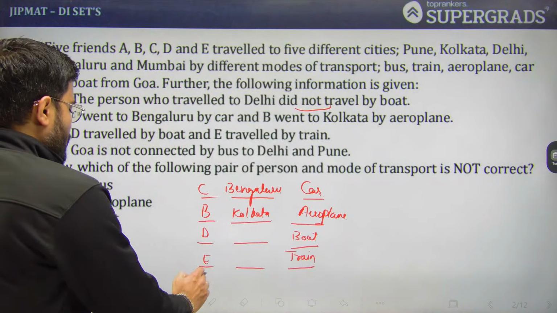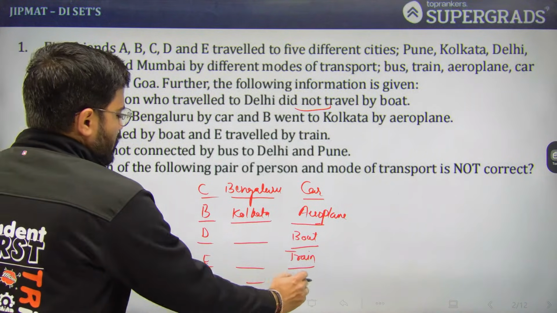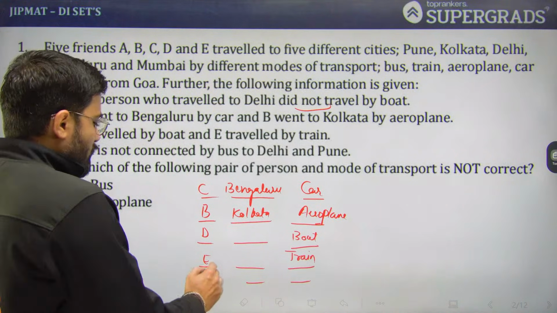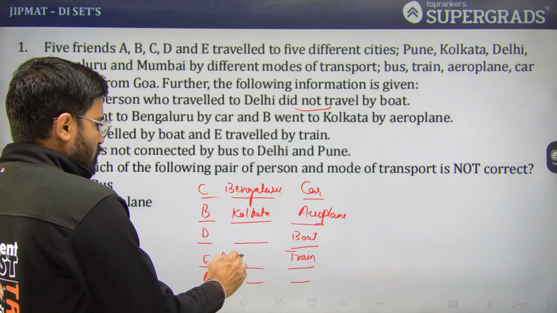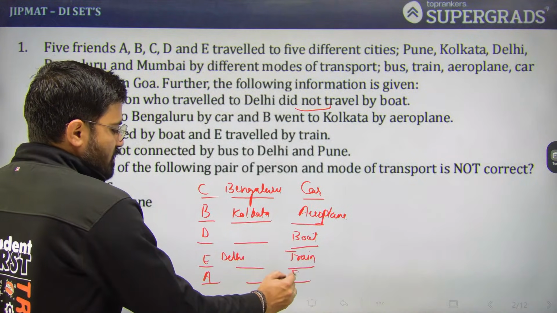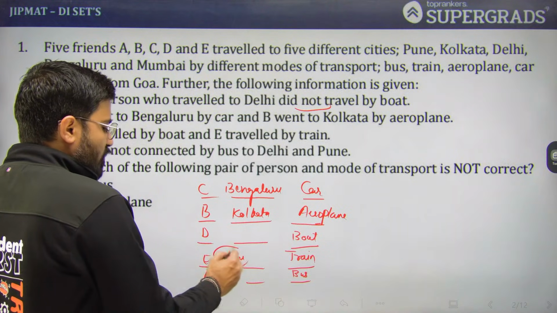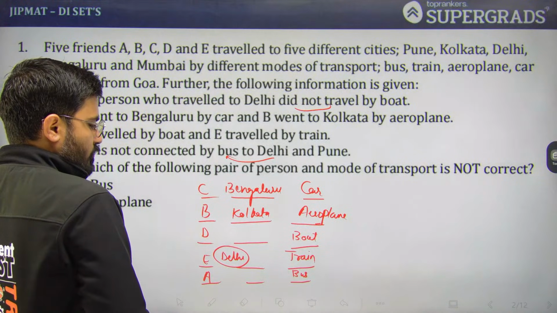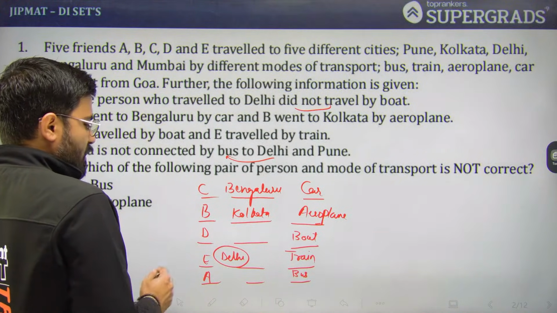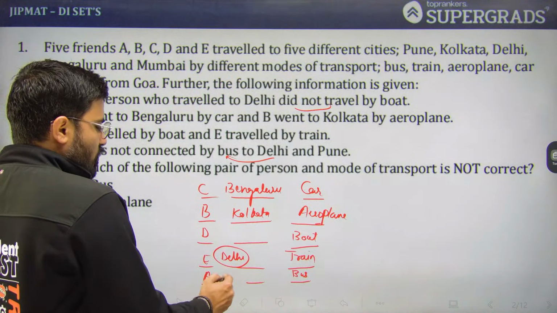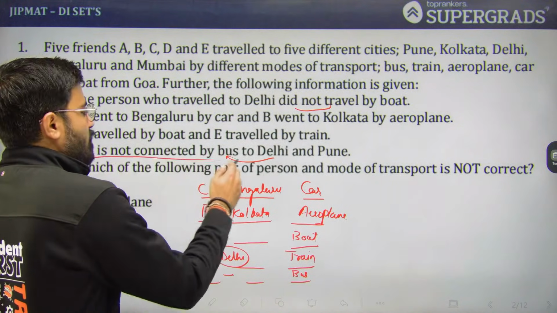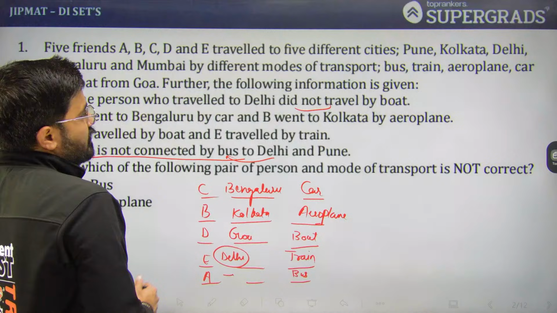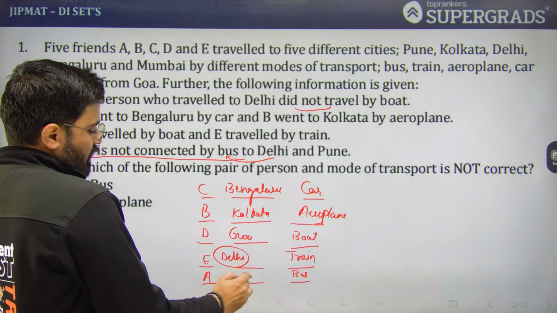And now we are left with only person A. So let's freeze that person also. Now the person who traveled to Delhi did not travel by boat. So Delhi can be here. And we are left with only one mode, that is bus. So Delhi is definitely here. Why? Because Delhi is not connected by bus. And then also Goa cannot come here because Goa is also not connected by bus. So here comes the Goa. So now what is the last city left? Which is Pune. So A traveled to Pune.